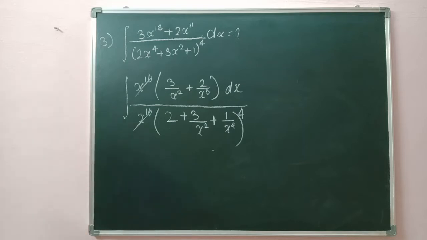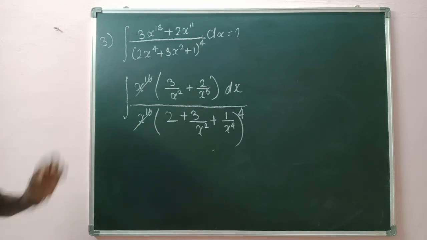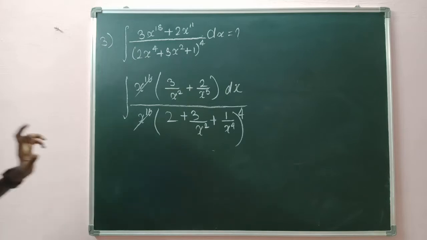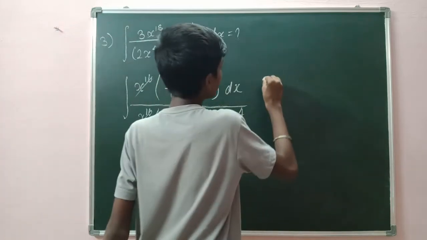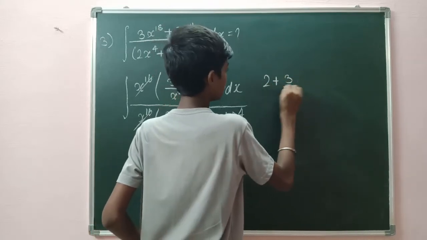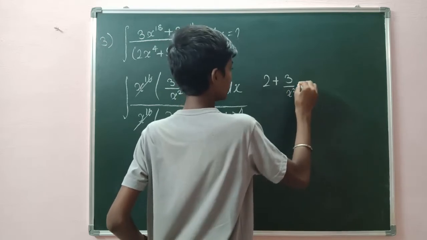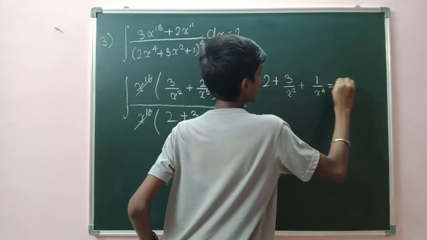So finally I will get this integral of (3 by x square plus 2 by x power 5) dx over (2 plus 3 by x square plus 1 by x power 4) whole power 4. Now, people, the substitution that I am going to do plays a vital role because it's an insane substitution. Here I am going to take 2 plus 3 by x square plus 1 by x power 4 as t.